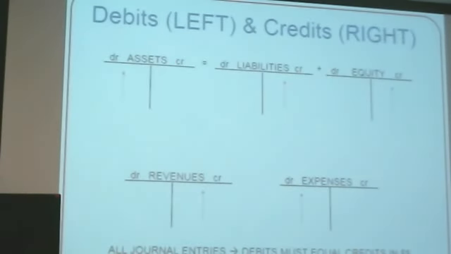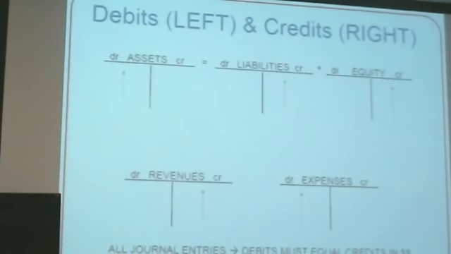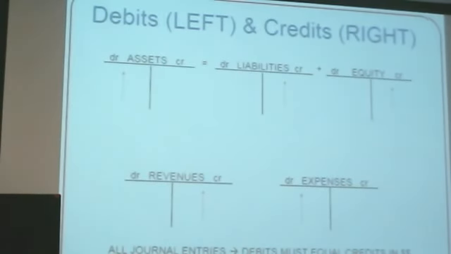Matching problem. Okay, debits mean left, credits mean right. Always remember that. Assets increase with a debit. They're on the left-hand side of the equation, therefore, if debit means left, they increase with a debit. Your liabilities and your equity are on the right side. Credit means right, therefore they increase with a credit. Your revenues increase with a credit. Your expenses increase with a debit. And remember, like we just talked about, in all your journal entries, your debits must equal your credits.